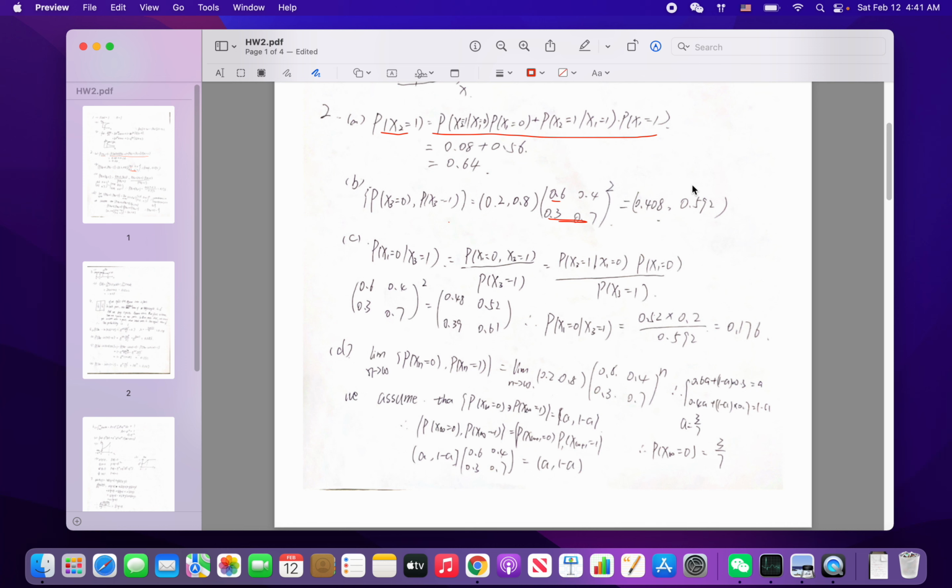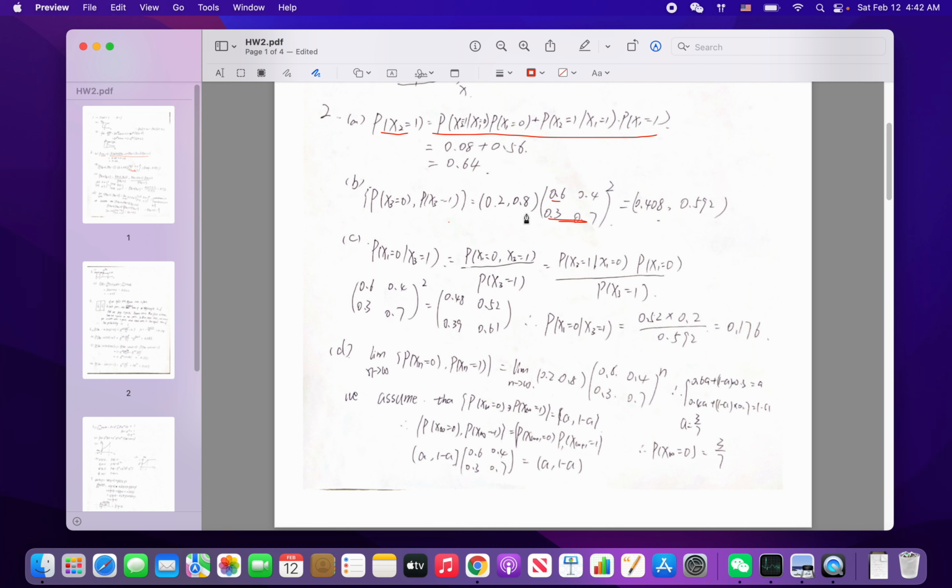So we can get the probability of x1. So we can calculate this equation. And the final result is 0.64. And let's look at question B. We need to find the probability of x3 equals 1.